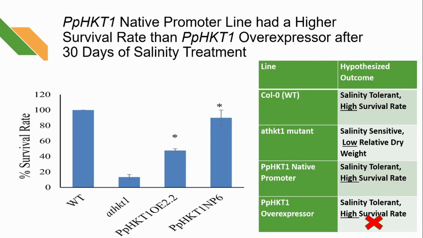Now, an interesting result was found when we continued the salinity treatment for 30 days on the 4 lines and then measured the survival rate. Although the survival rate of the wild type and the native promoter remained high, the overexpression line had a reduced survival rate of around 50%. This suggests that overexpression of the HKT1 gene may not be ideal, and other research has suggested that site-specific expression of HKT1 may be the more ideal way.